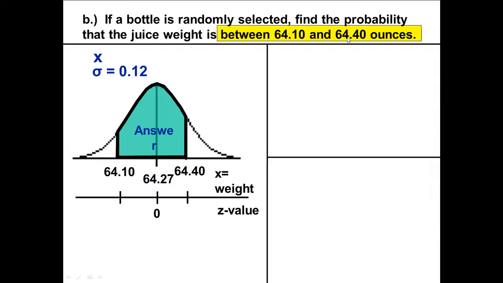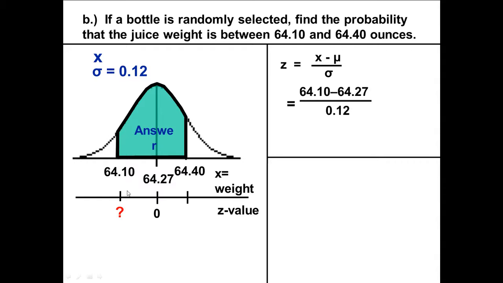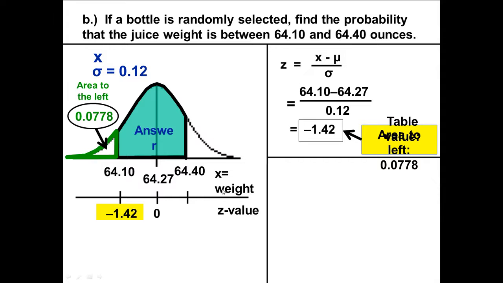Now we have to find the z-score that goes for 64.40. So basically, we do that by the formula. Now, we're going to do this one first. So 64.10 minus 64.27 divided by 0.12 gives you negative 1.42. So that's the z-score for that one. Then we're going to find the z-score for this one. So we take in 64.